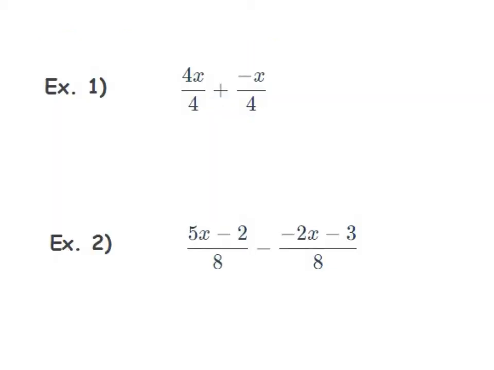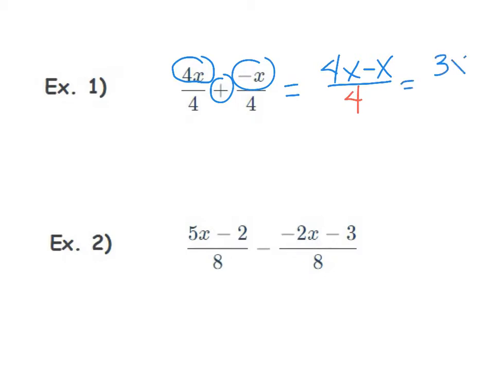For our first example, we have the quantity 4x divided by 4 plus a negative x over 4. Luckily, we have the same common denominator, so we can simply add the numerators. So that will give us 4x minus x all over that common denominator of 4. We're going to simplify the numerator, and we simply get 3x all over 4.